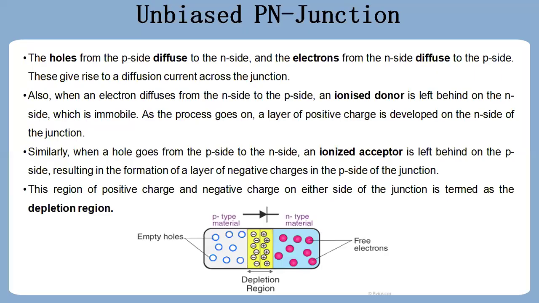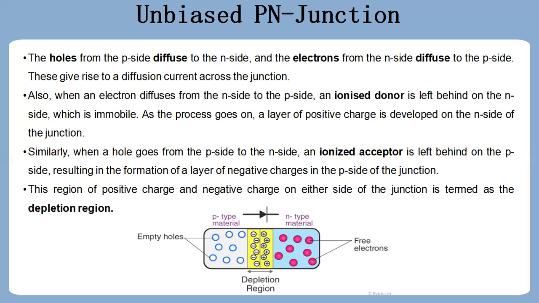Now, what happens when we combine two different types of semiconductor together, also called an unbiased PN junction? In the diagram, you can see that on one side we have p-type semiconductor and on the other side n-type semiconductor. When these two join together, the holes from the p-side will diffuse into the n-side, whereas the electrons in the n-side will try to diffuse into the p-side. This diffusion process gives rise to the diffusion current across the junction.